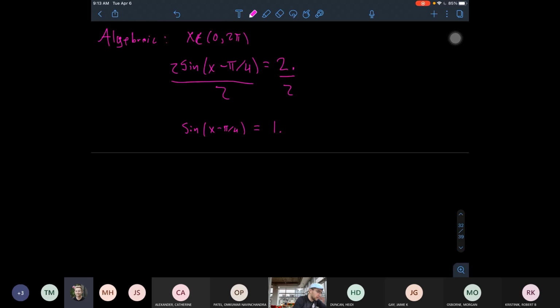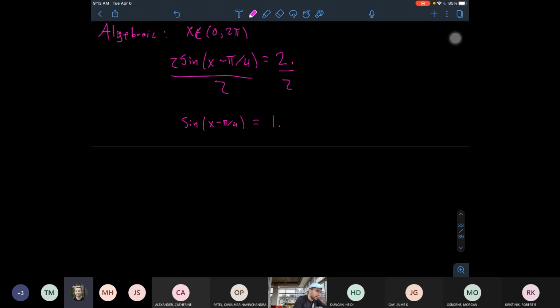Okay. Then I can take the following approach. I can ask myself, when is it true, or rather, for which inputs does the function sine take value 1? For which input theta does sine of theta equal 1? What do we think?